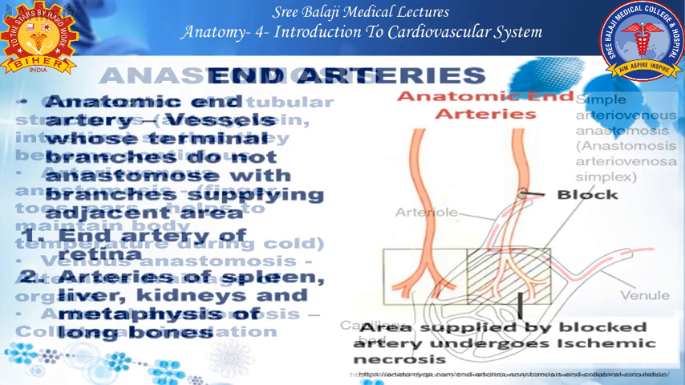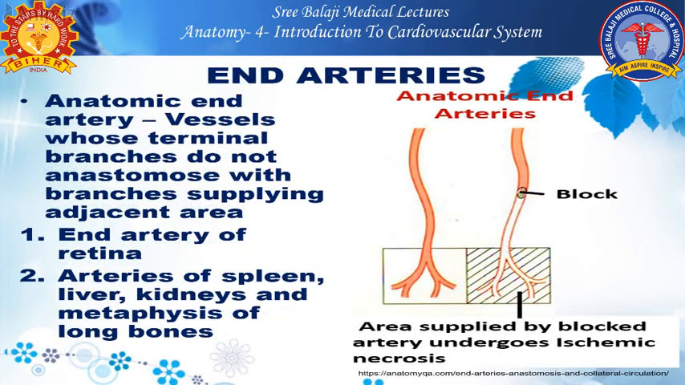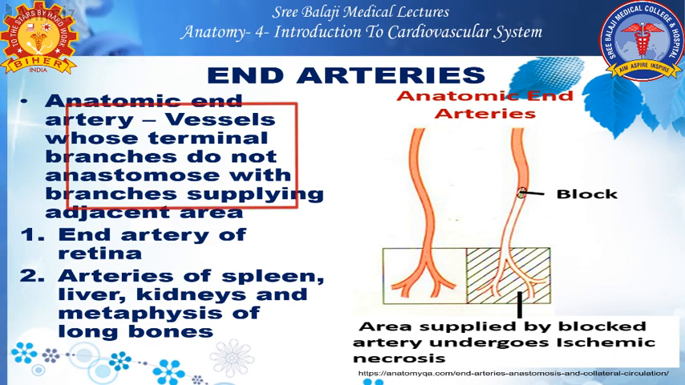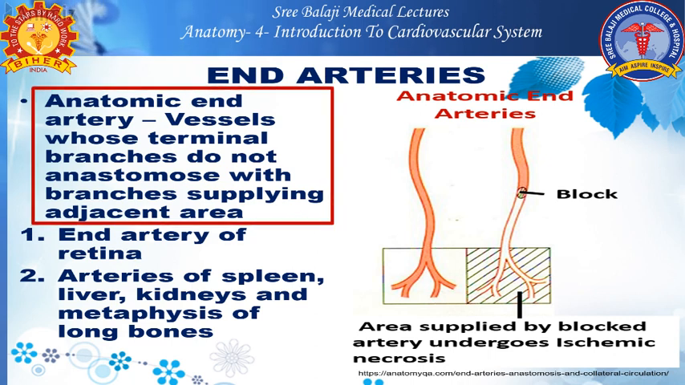End arteries. I introduced the subject by talking about end arteries. We have anatomic end arteries and functional end arteries. Anatomic end arteries, the name clearly says, the vessels whose terminal branches do not anastomose with branches supplying the adjacent area. The best example is the end artery of retina. The arteries of spleen, liver, kidney and even the metaphysis of long bones act as anatomic end arteries.